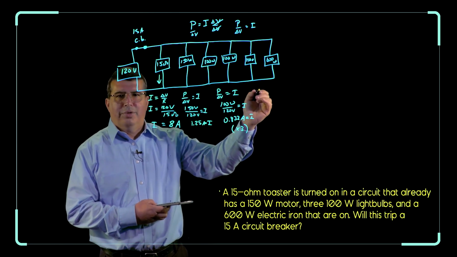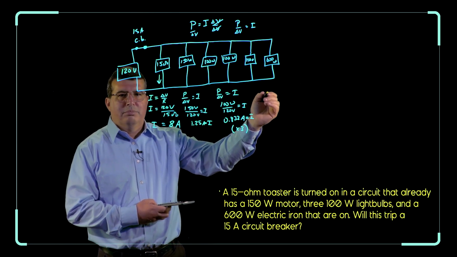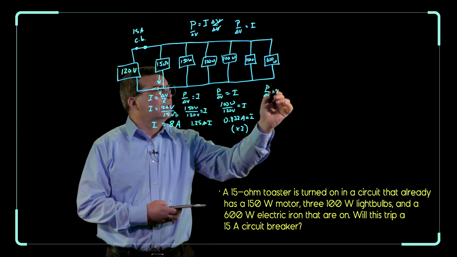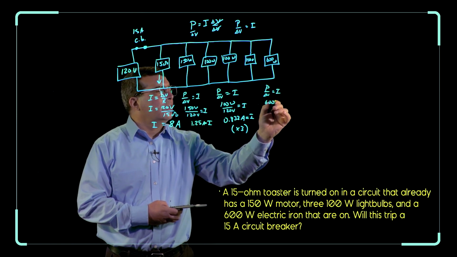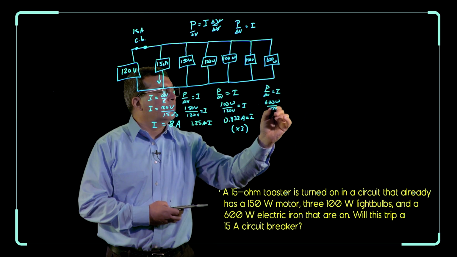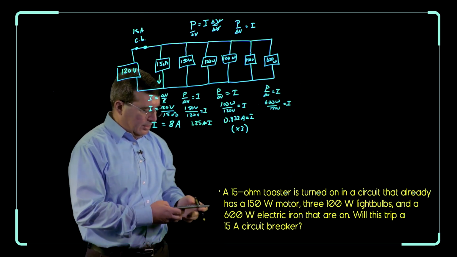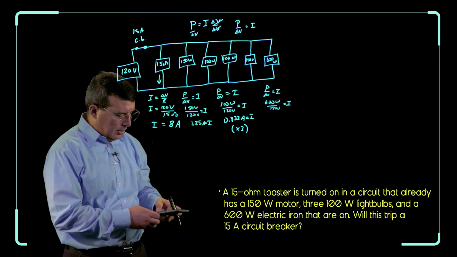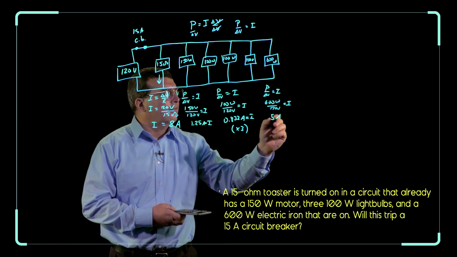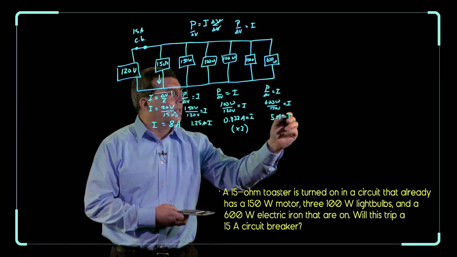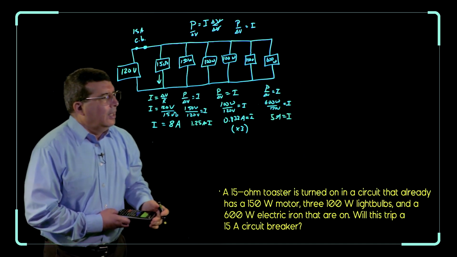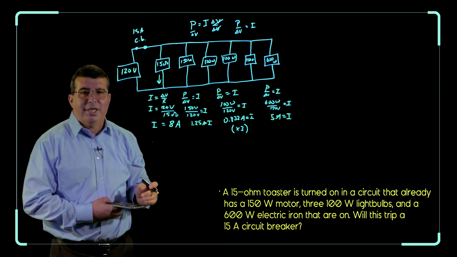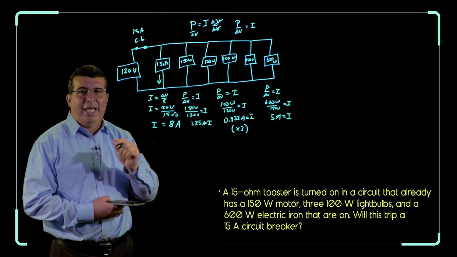Finally, for the electric iron, power over voltage is my current. 600 watts over 120 volts is my current. 600 divided by 120 is 5. 5 amperes is my current. So that's how much each of these devices takes, but this circuit breaker has to handle all of them together, so I have to add all of them up.